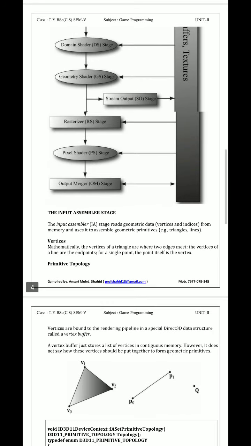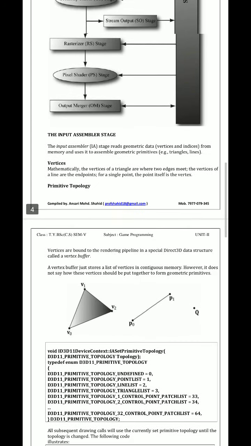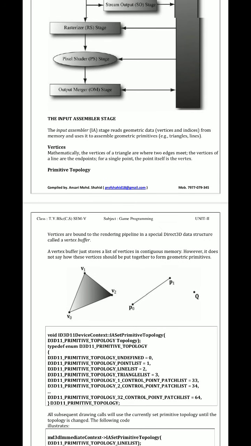Vertices are mathematically the points of a triangle where two edges meet. The vertices of a line are the end points, a single point and the point itself being its vertex. So joining two different points is done by the vertices, and that is the combination in vertex colors. Next, vertices are bound to the rendering pipeline in a special Direct3D data structure called a vertex buffer.